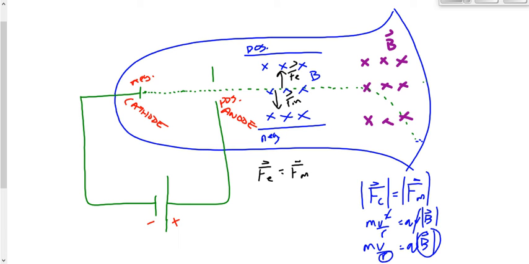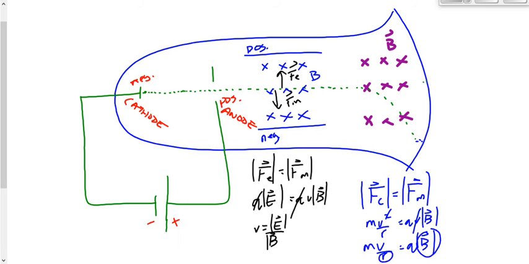Electric force equals magnetic force, or Q times E. Remember that equation? E is equal to F over Q, rearranged, so F equals QE. That equals QVB. The Q's cancel, and we end up getting V is equal to E over B.